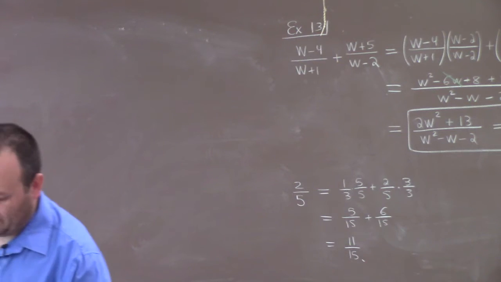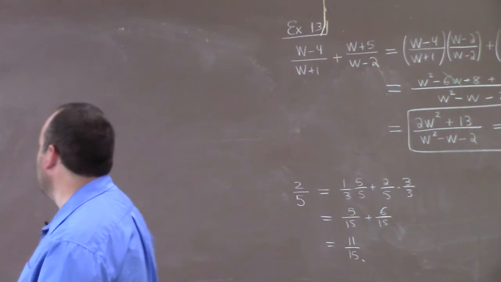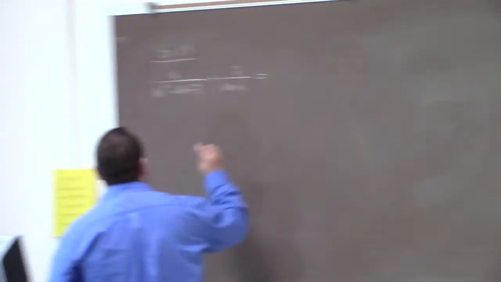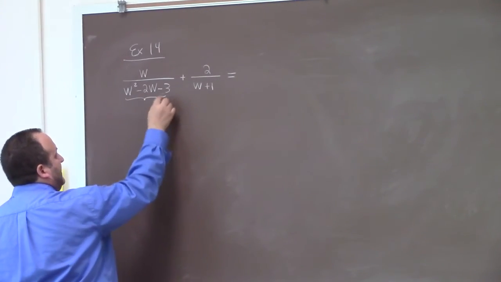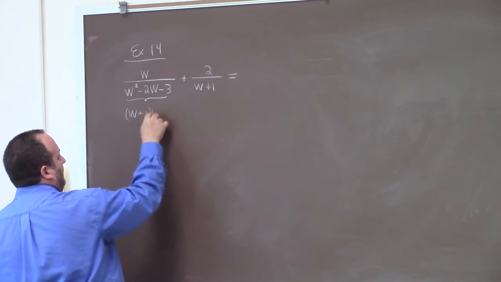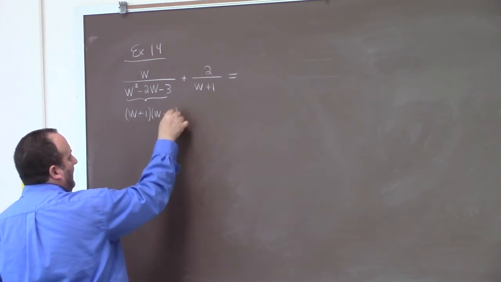So, how are we gonna do this one? You can simplify the bottom. Aha. So you're saying this is actually what? That's actually w plus 1 times what? W minus 3. All right.